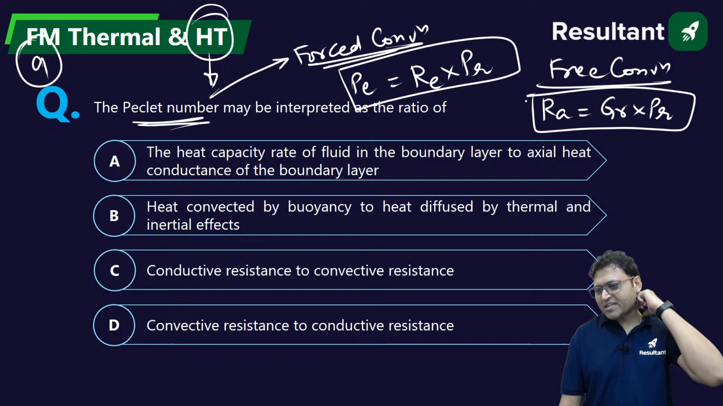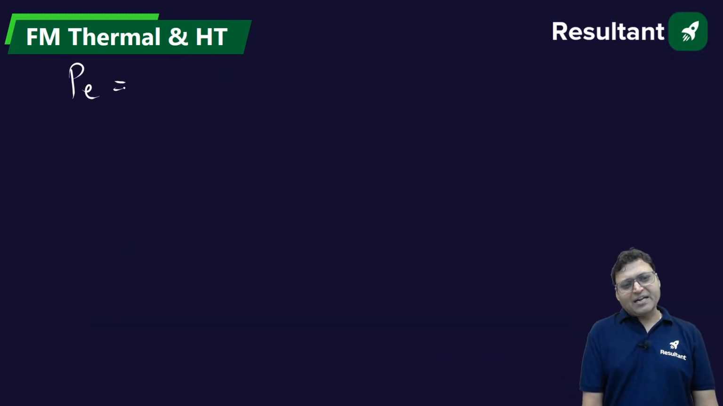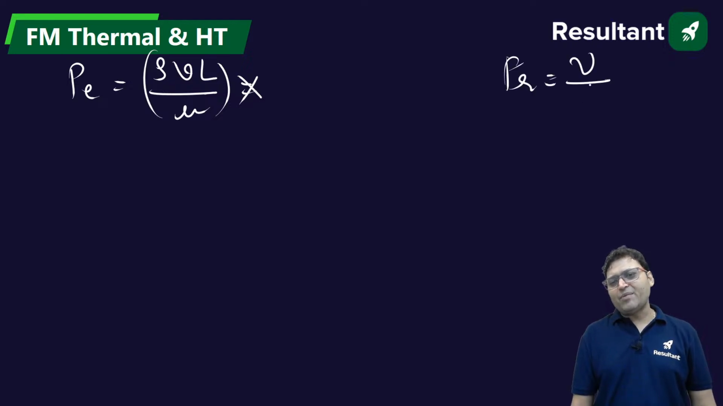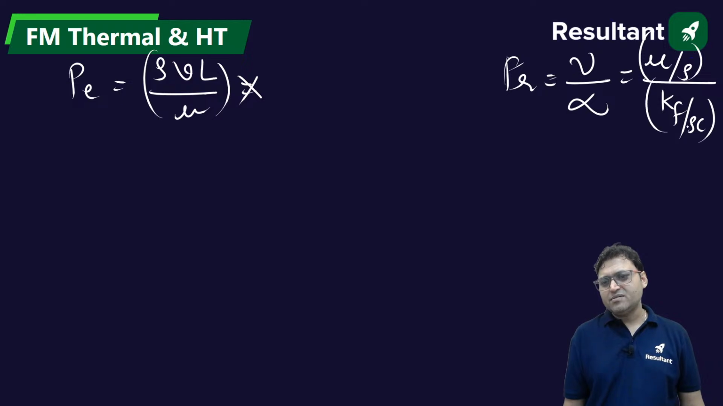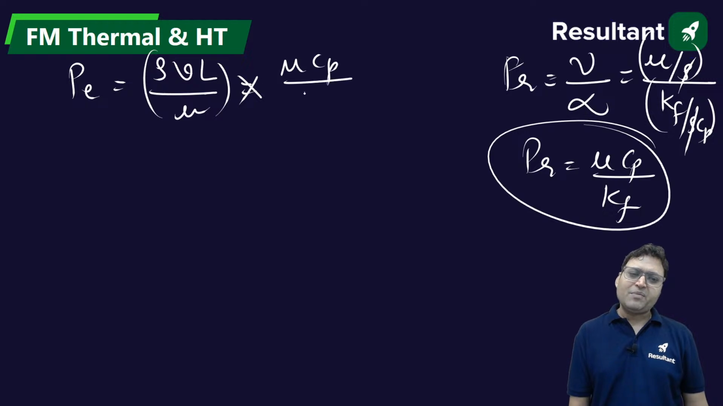There are two types of convection, free and forced. So Peclet number is defined in forced convection. So if we write the Peclet number, then rho VL by mu, that is the Reynolds number, multiplied by Prandtl number. Prandtl number is kinematic viscosity upon thermal diffusivity. Kinematic viscosity is mu by rho, upon thermal diffusivity is K by rho Cp. So if we simplify this, Prandtl number is mu Cp by Kf.